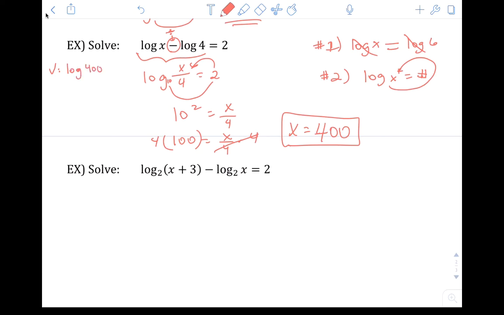If x is 400, that should make sense. Let's see what happens. That is 400 divided by 4. 400 divided by 4 is 100. The implied 10 is right there for the base. Is 10 to the second 100? Yes, it is. 400 works.